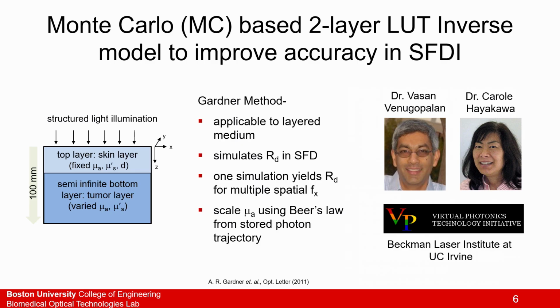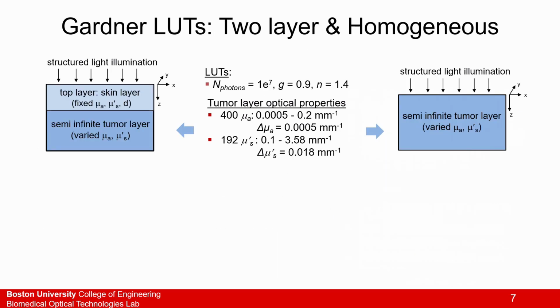To perform the simulation, we collaborated with Dr. Venugopalan and Dr. Carole Hayakawa from Beckman Laser Institute at UCI, and we performed all the simulation in Boston University shared computer cluster facility. So I generated two lookup tables using Gardner method, one for the homogeneous and one for two-layer. For all layers, the g and n value were kept the same to mimic human tissue. The range of optical property for the tumor layer only were selected to make sure it covers the tumor values.